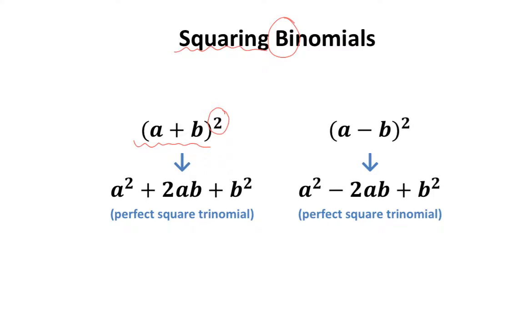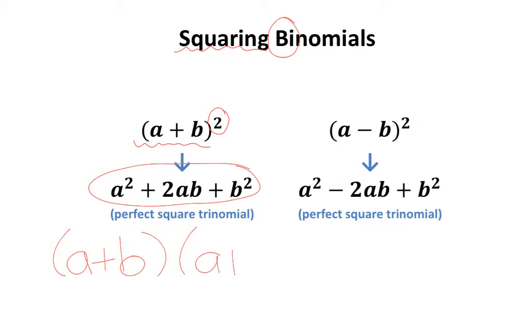When you have a binomial in the form of a plus b to the power of 2, the answer simplifies to a squared plus 2ab plus b squared. If you actually went ahead and multiplied a plus b by a plus b, your answer would simplify to what I just circled, a squared plus 2ab plus b squared. Remember, when you square something, it's being multiplied by itself, and that is what's occurring down here.